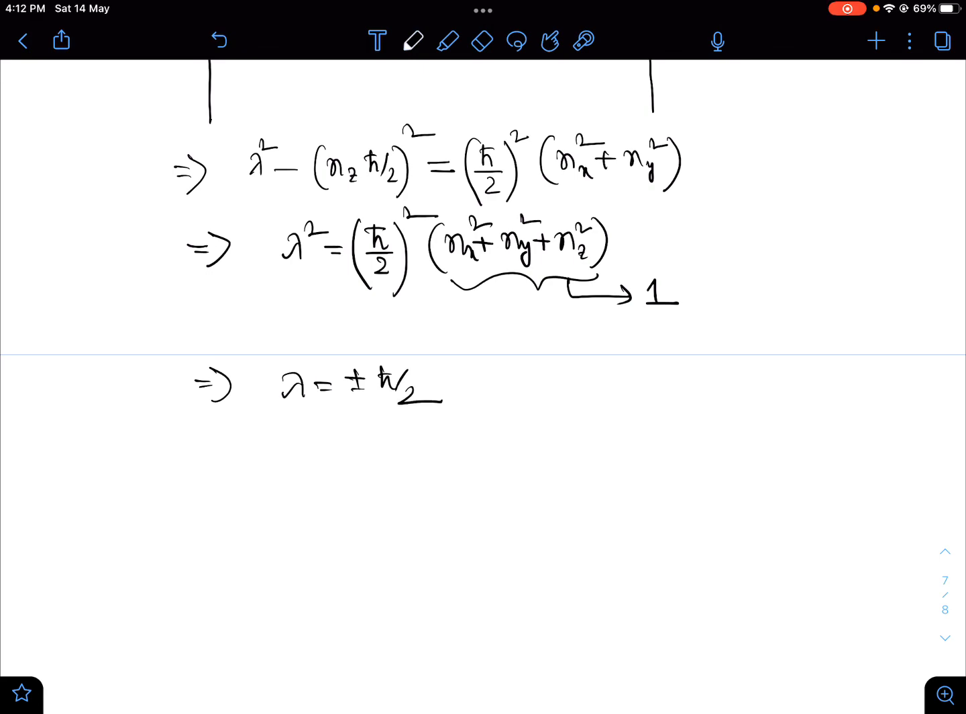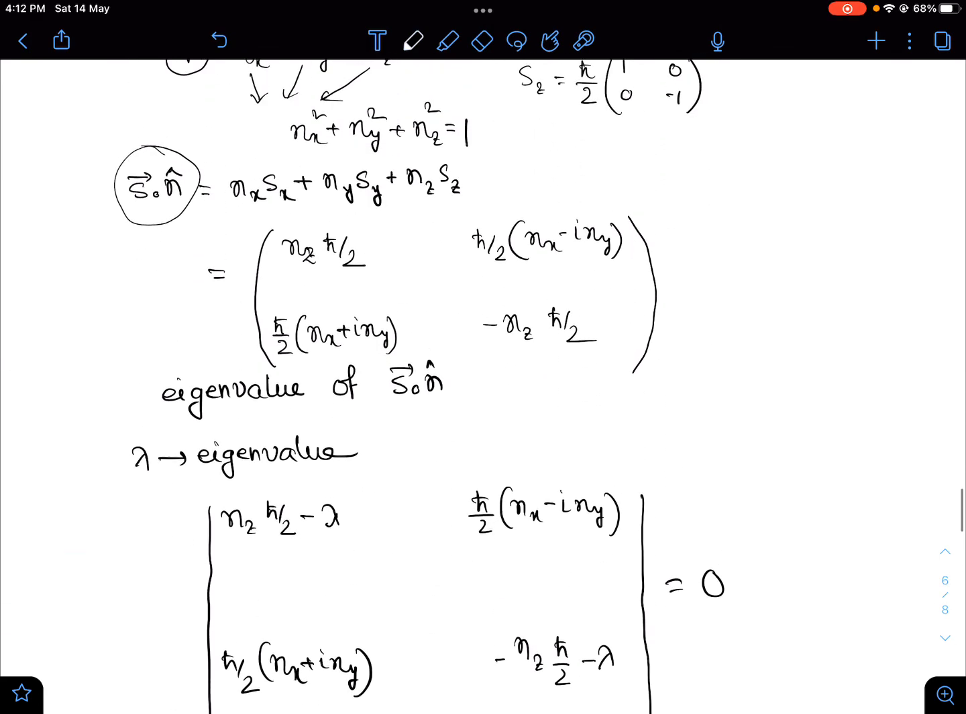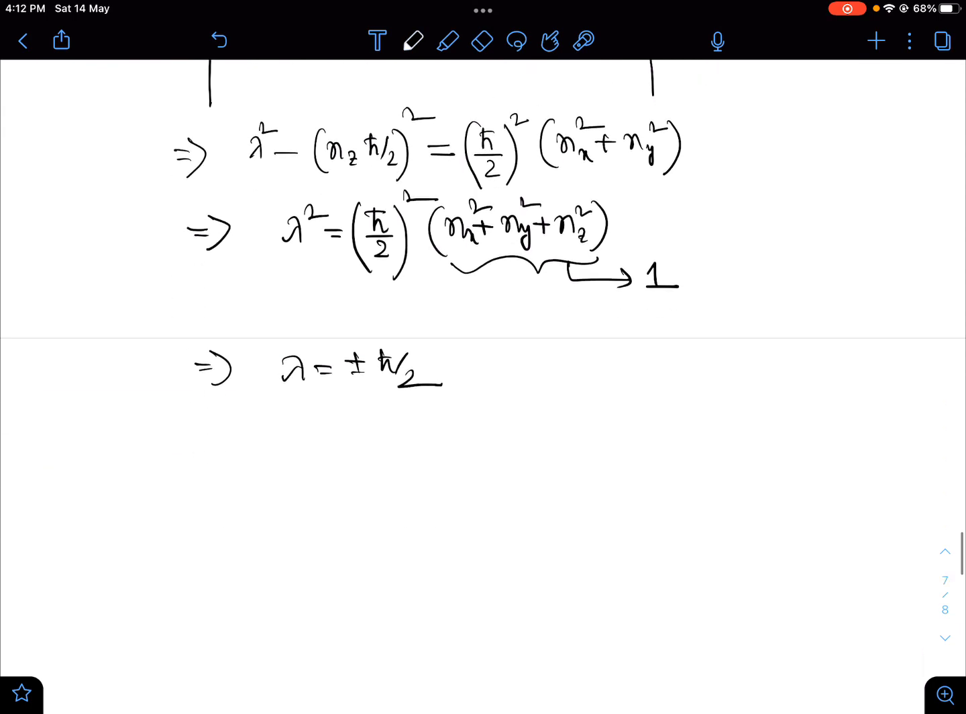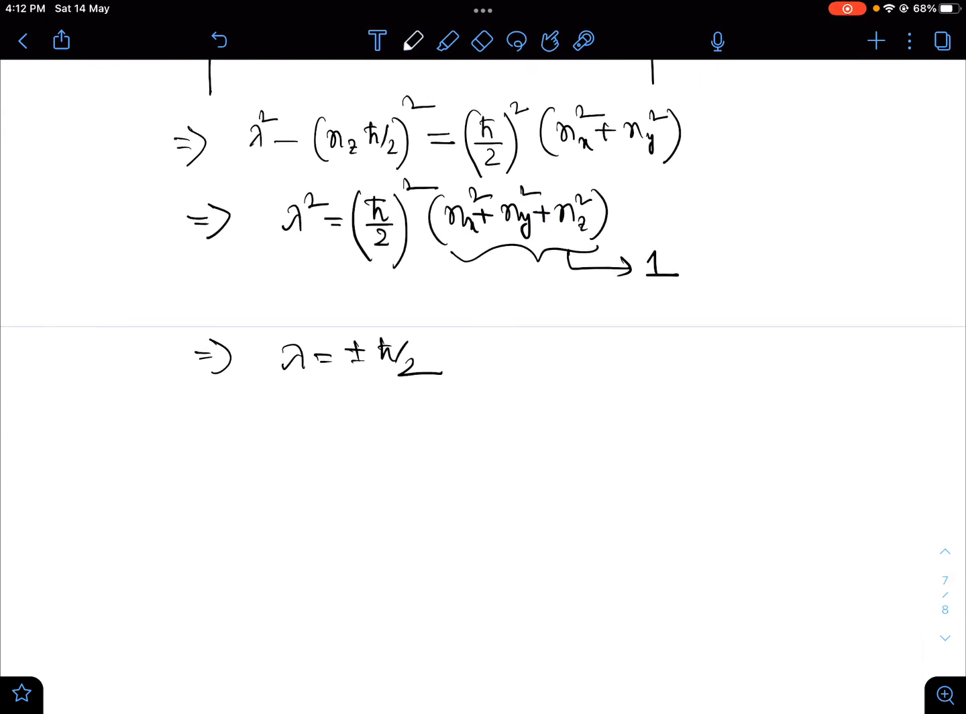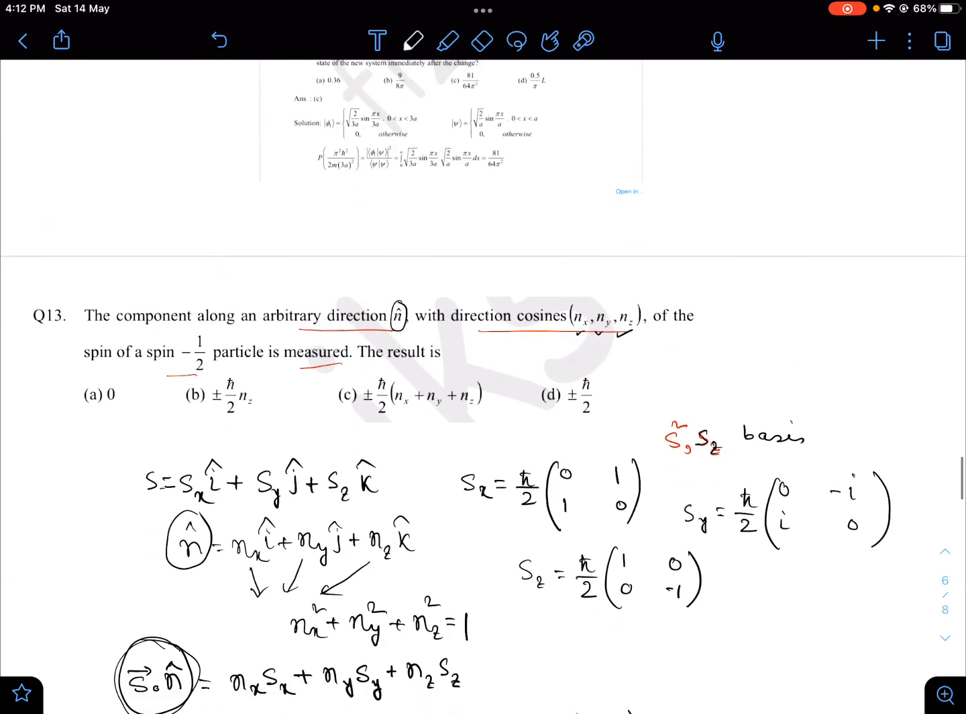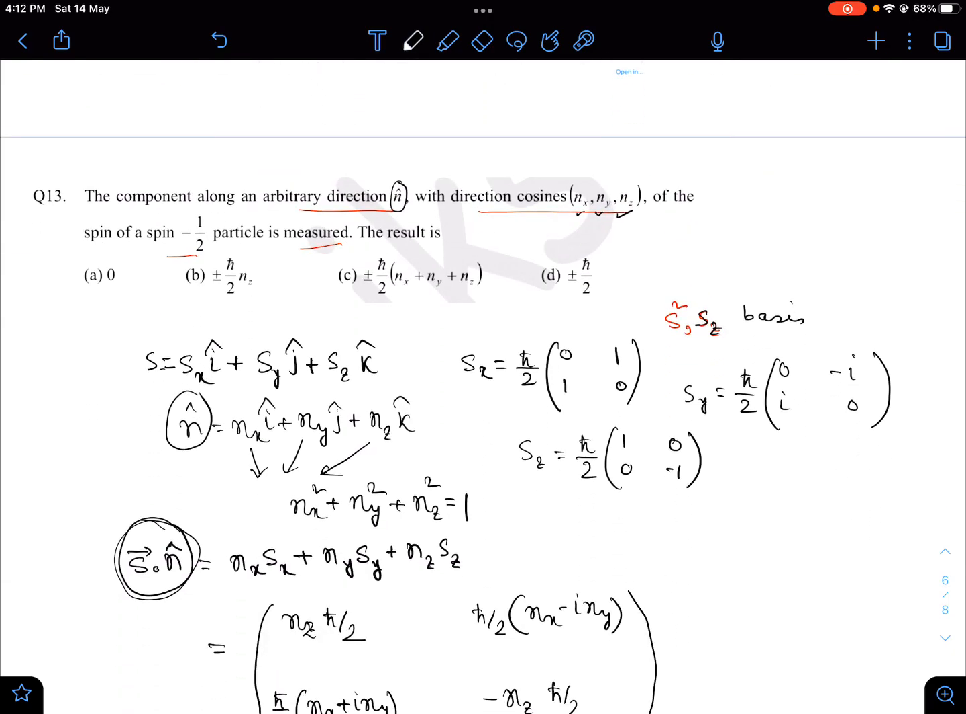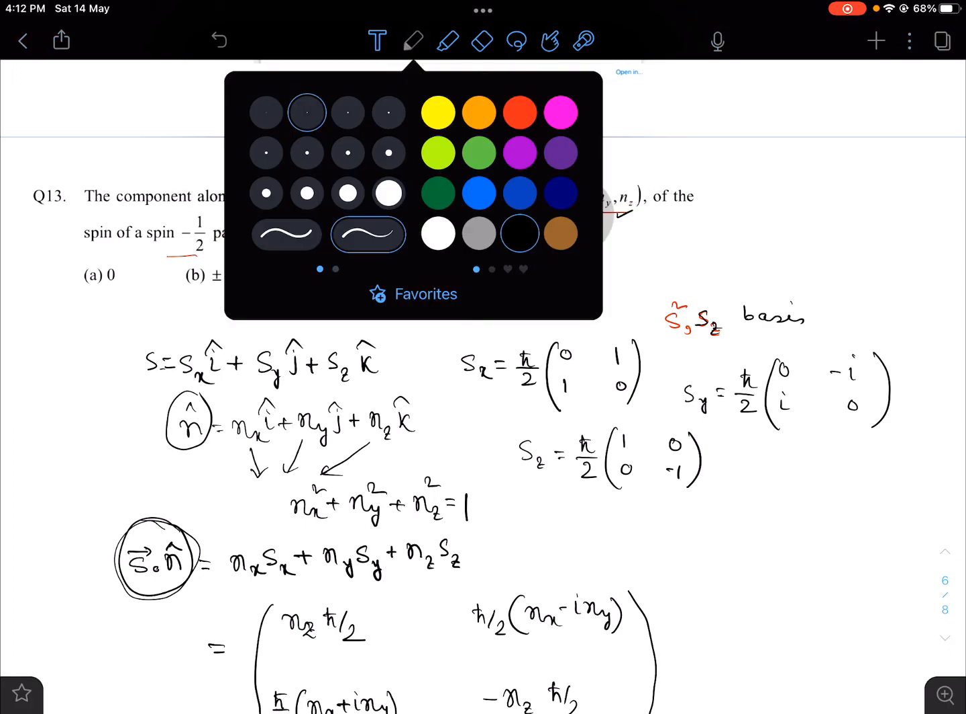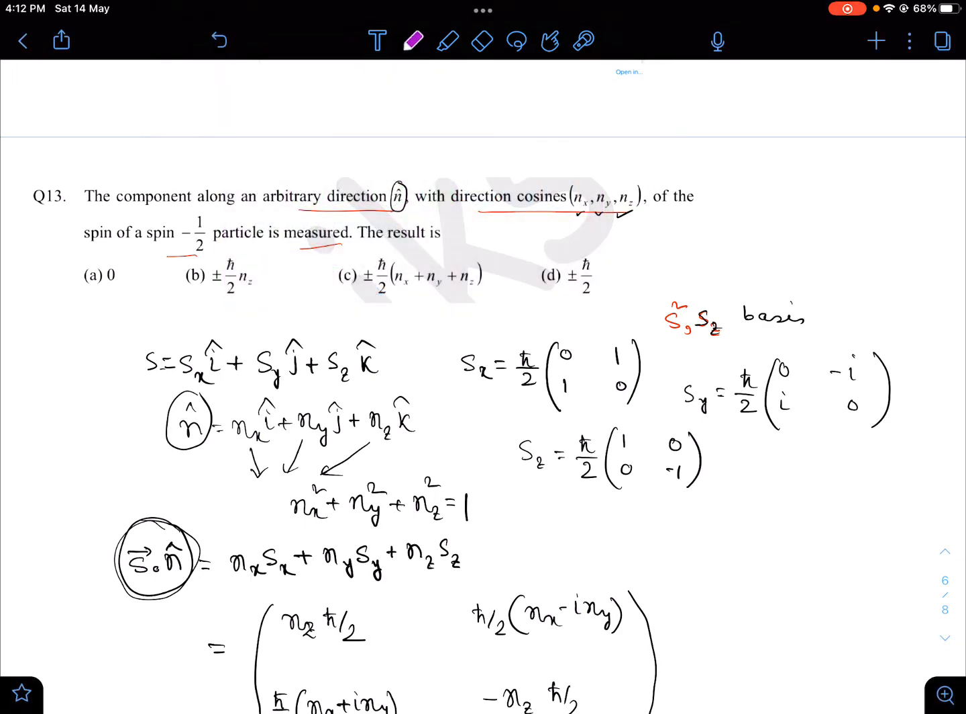So we have lambda equal to plus minus h cut by 2. If we measure spin along this direction, then the values that we will get are plus minus h cut by 2. So here the correct answer should be this one, plus minus h cut by 2. That is the value that we will get if we measure the spin along any arbitrary direction n cap with these direction cosines.